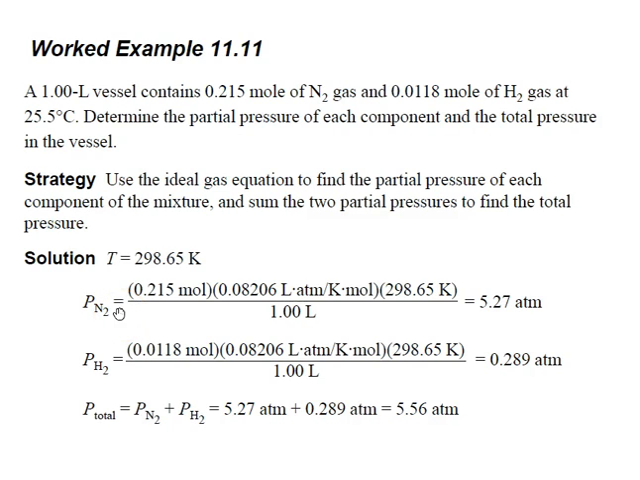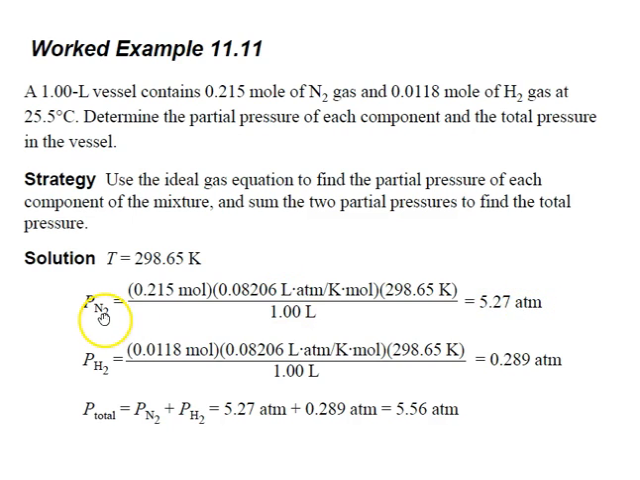This is PV equals nRT. We've divided both sides by volume so that it will now read pressure equals nRT over V. Plugging in these values, we have the amount, so 0.215, this is for nitrogen again. We have the gas constant. The temperature needs to be in Kelvin, so this is the temperature in Kelvin. And then our volume is said to be a 1 liter vessel. So the pressure for just the nitrogen, when we calculate this, is 5.27 atmospheres.